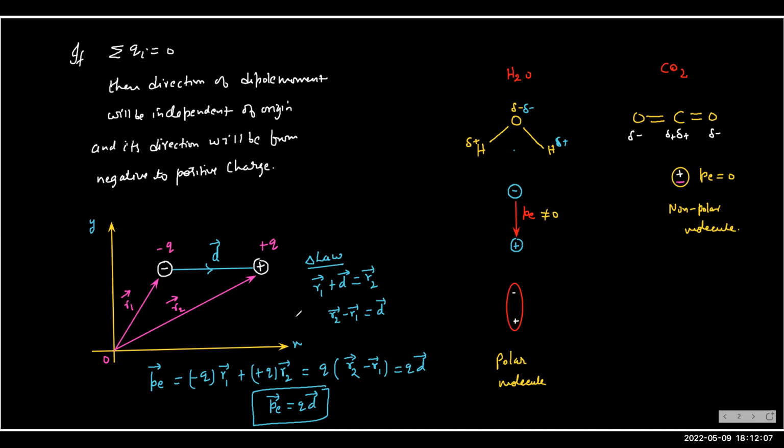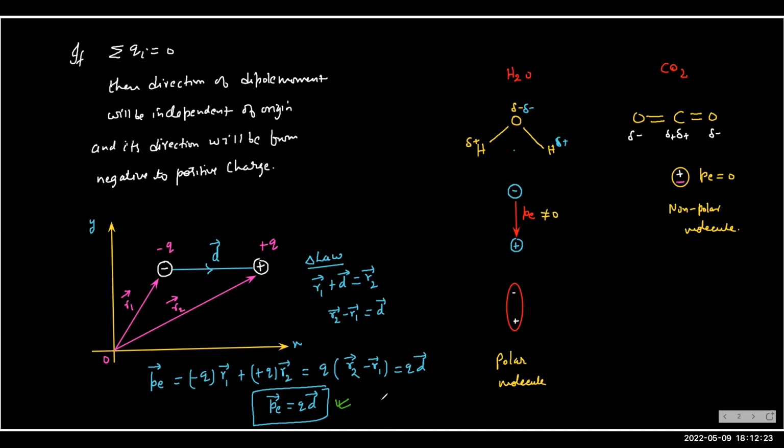Understood? Yes, sir. Now we took a situation where minus charge and plus charge are equal in value, so the net charge is 0 for the system, and we found the answer that it is independent of choice of origin. So you can see the O is not playing any role, isn't it?